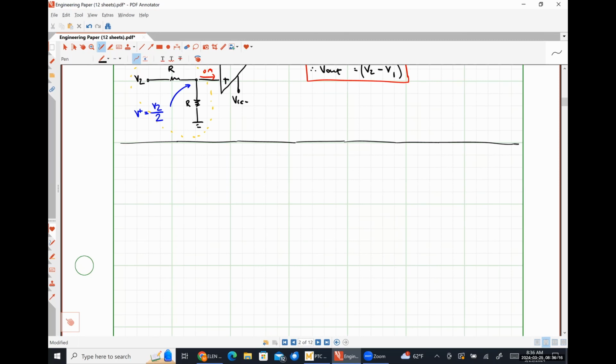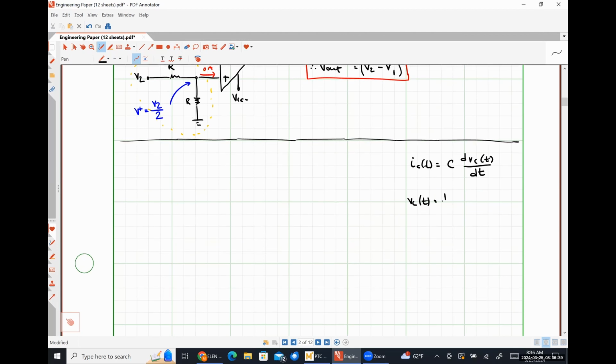So just as a quick reminder, the current flowing through a capacitor as a function of time is equal to the capacitor value times the derivative of the capacitor voltage with respect to time, and we can rearrange this relationship to find that the voltage drop across the capacitor is equal to 1 over C times the integral from negative infinity to t of the current flowing through the capacitor with respect to time.